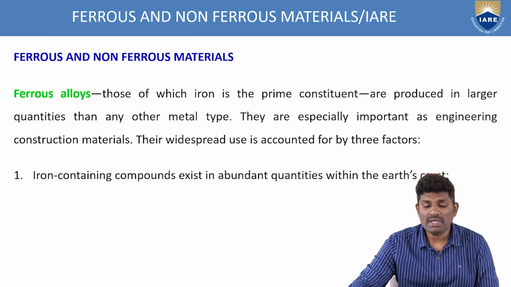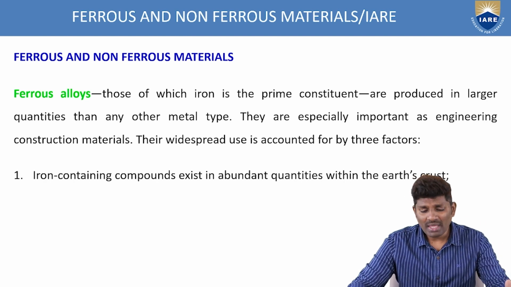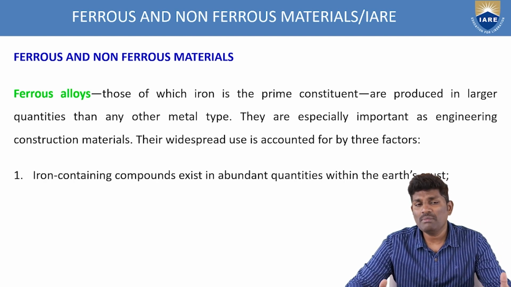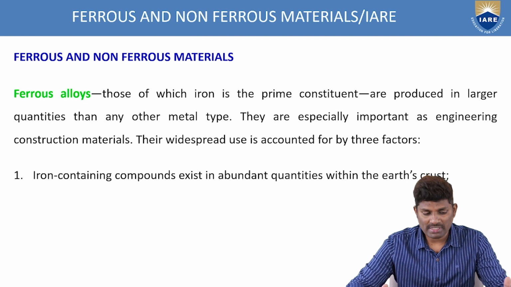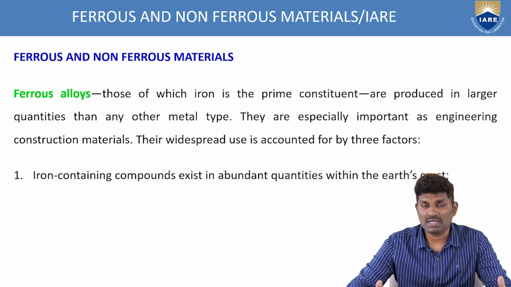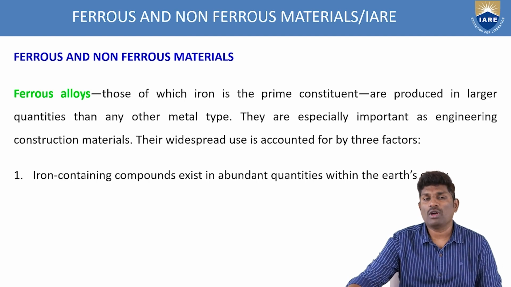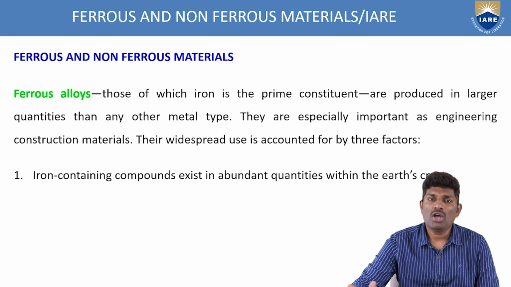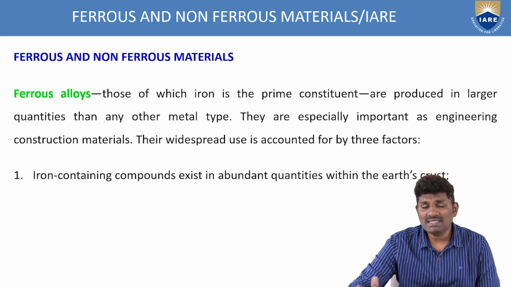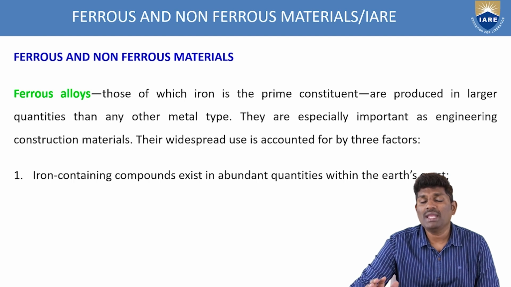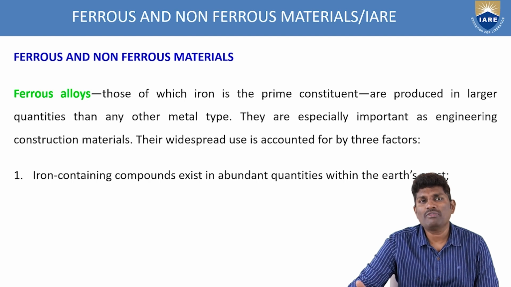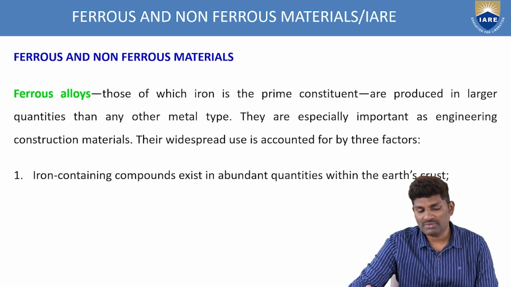Their widespread use is accounted for by three factors. The first one is that iron-containing compounds exist in abundant quantities in the earth's crust. Their existence is very high compared with any other metal alloy, because a lot of iron exists in the earth's crust. That's why the production rate is very high.